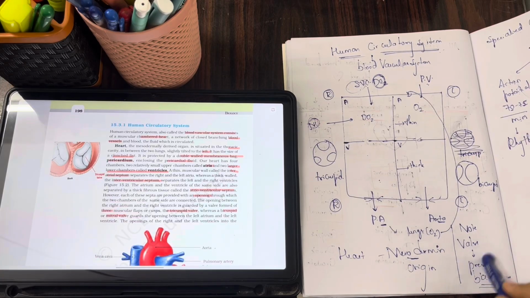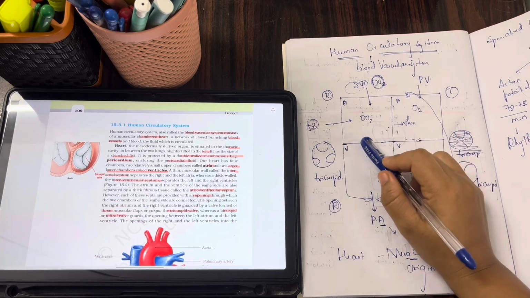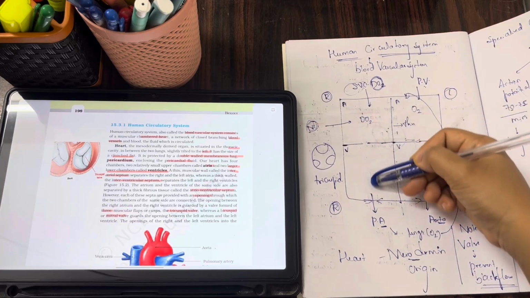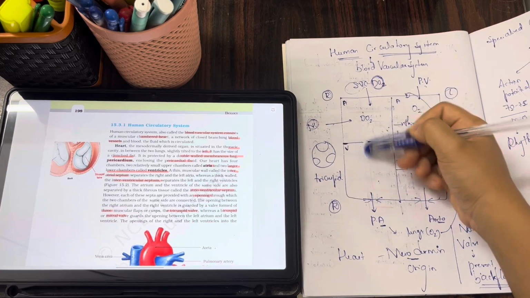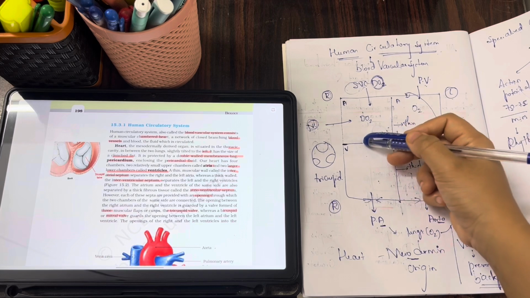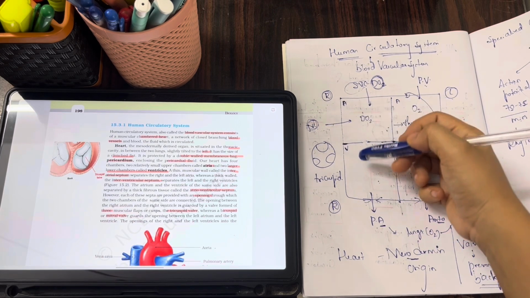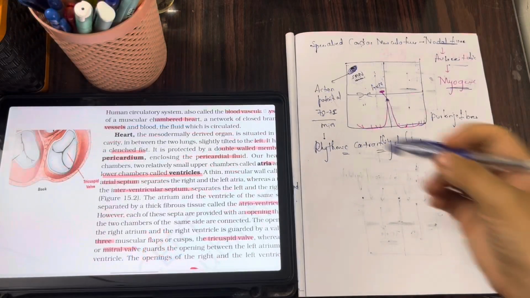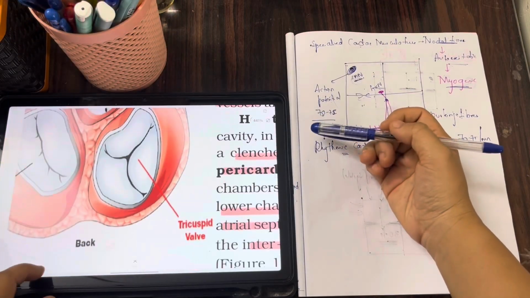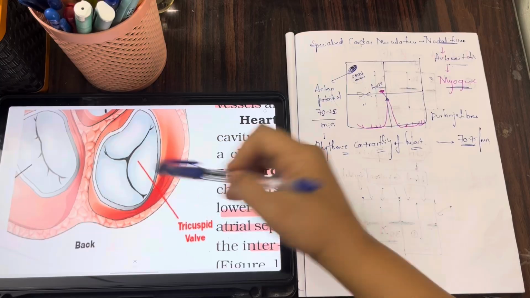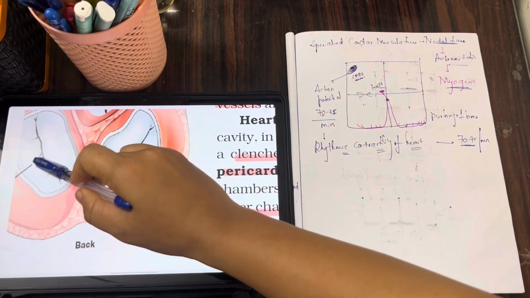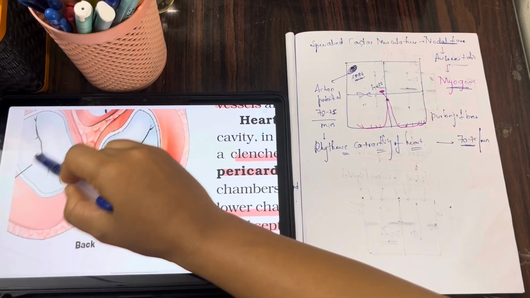And why are these valves present? These valves are present to prevent the backflow. Once blood enters in one direction, that is the forward direction, to avoid the backflow you have valves at every level, between the atrium and ventricle, and at the end of the ventricles also. Let's move further. In this diagram, as you can see, there are 3 leaflets. This is a tricuspid valve which will open and close. Similarly, this is a bicuspid valve because there are only 2 leaflets.